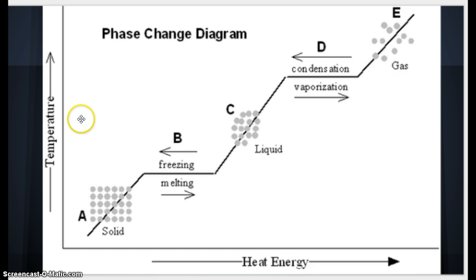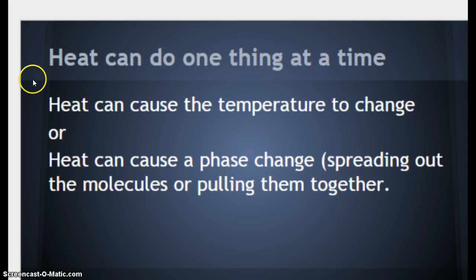Even though heat energy affects temperature, the temperature stays the same during a phase change because heat can only do one thing at a time. Heat can either cause the temperature to change or it can cause a phase change. So heat can only do one thing at a time. It can cause the temperature to change, or heat can cause a phase change.